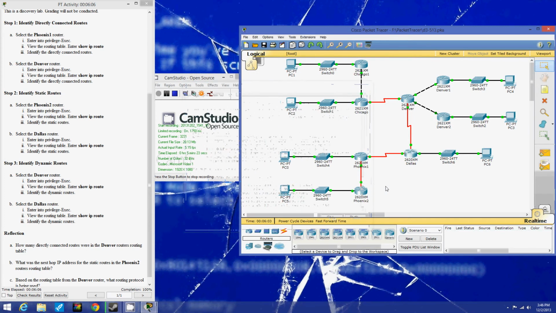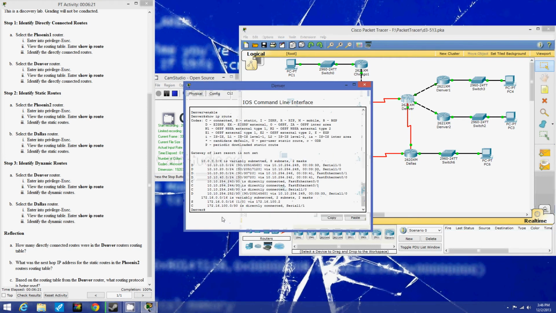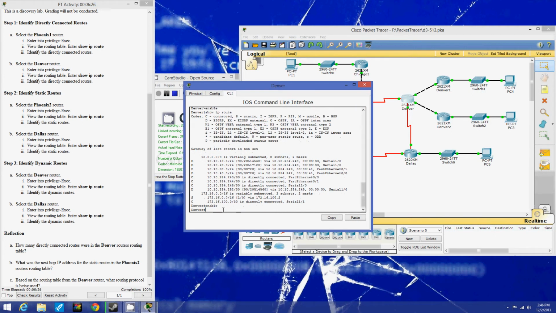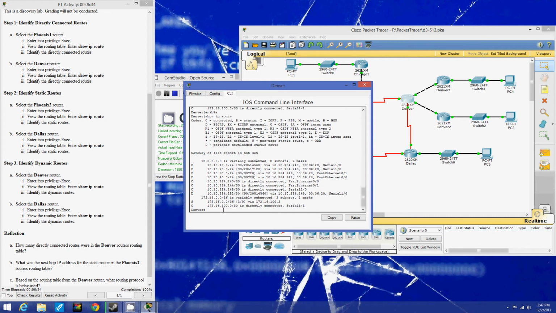And now we're going to identify dynamic routes, which is where it automatically goes in like DHCP. It automatically assigns IP addresses and subnet masks on its own. So we're going to click on the Denver router. We're going to go to Denver again, enable, show IP route. You don't have to type it in again because it's already up, but I just did it for the heck of it.